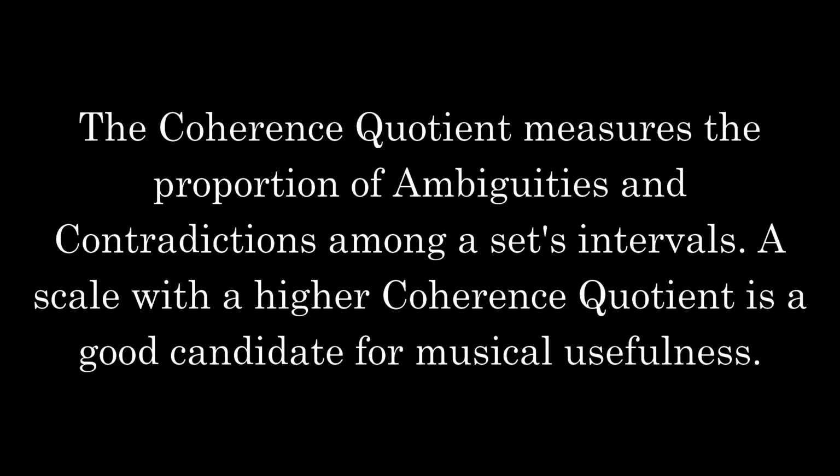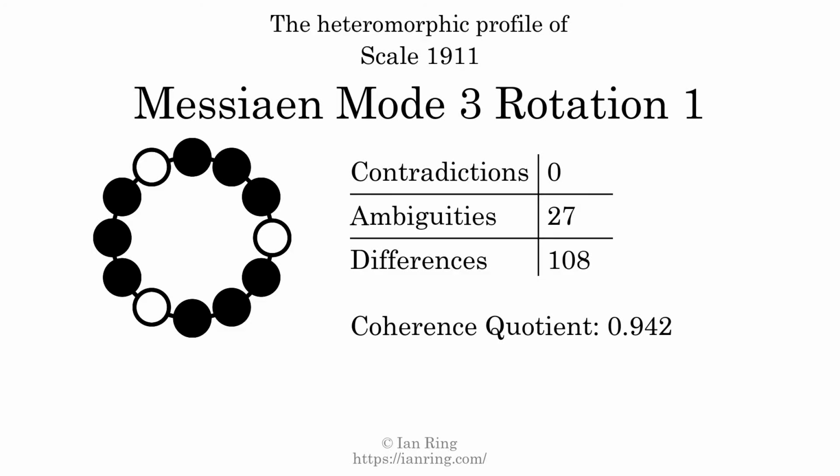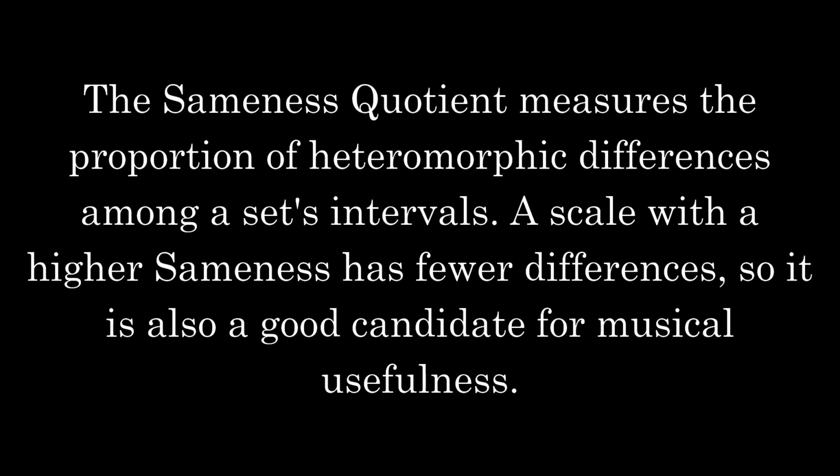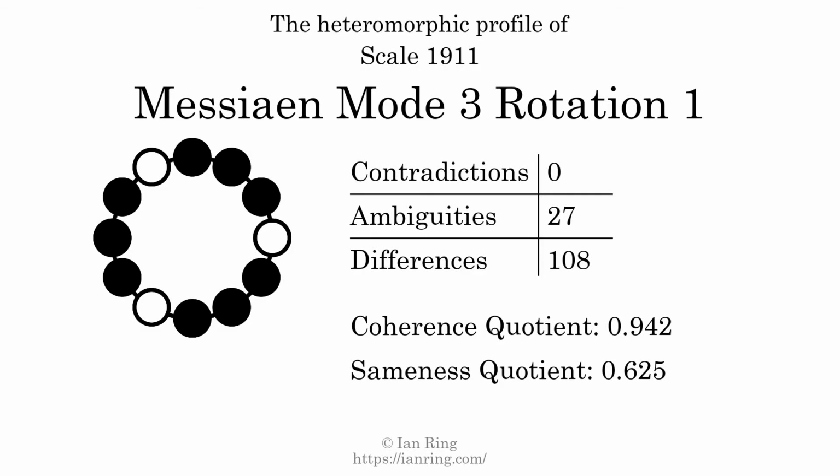The coherence quotient measures the proportion of ambiguities and contradictions among a set's intervals. A scale with a higher coherence quotient is a good candidate for musical usefulness. The coherence quotient is 0.942. The sameness quotient measures the proportion of heteromorphic differences among a set's intervals. A scale with a higher sameness has fewer differences, so it is also a good candidate for musical usefulness. The sameness quotient is 0.625.